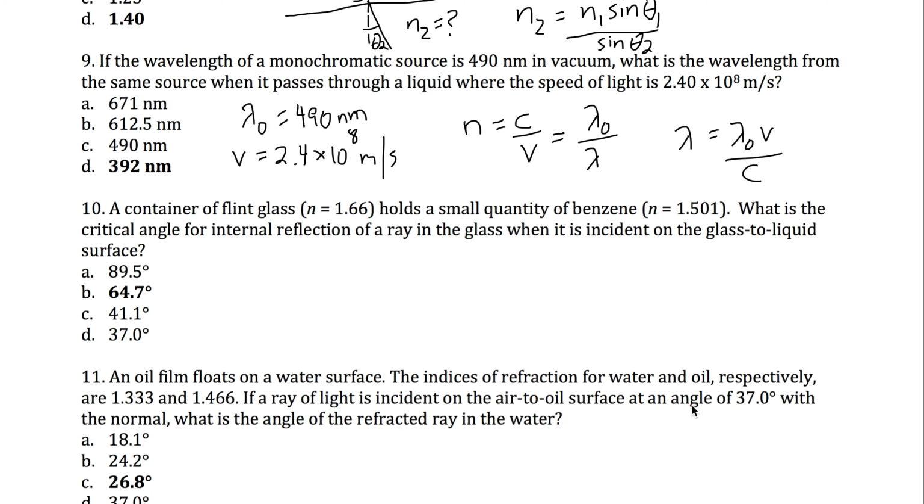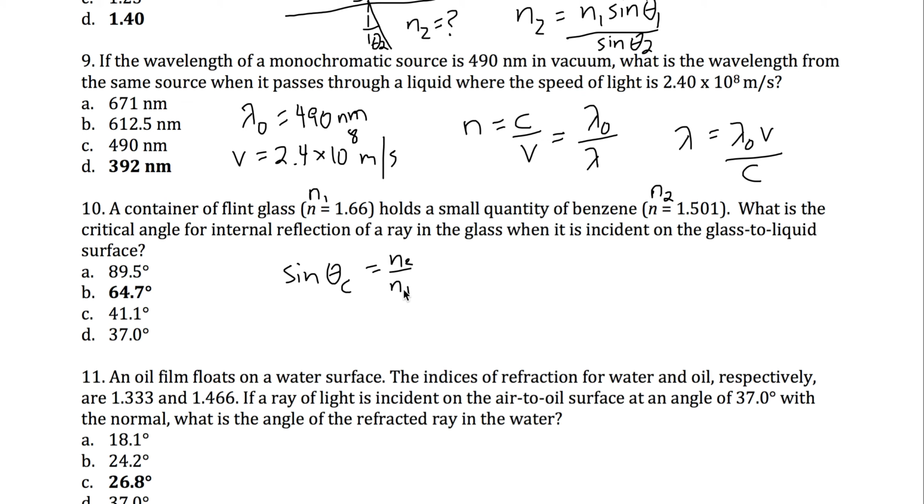Number 10. We have flint glass that's holding some benzene. What's the critical angle for internal reflection when it is incident on the glass to liquid? First of all, for internal reflection to occur, the ray must be going from a high index to a low index, and that's what it's doing. It's going from a 1.66 index, so I'll call this N1, to N2, which is a lower index. The critical angle is given by sine of critical angle equals N2 over N1.